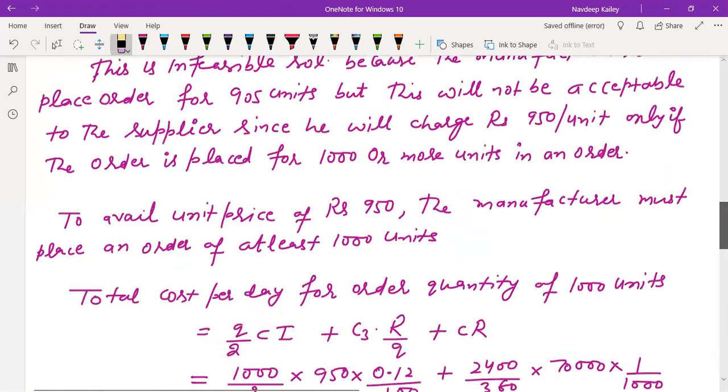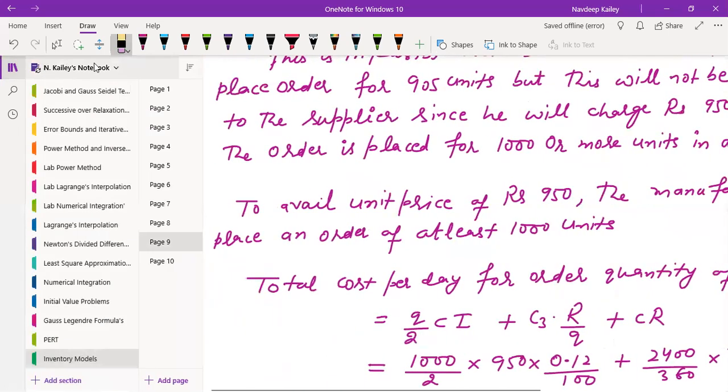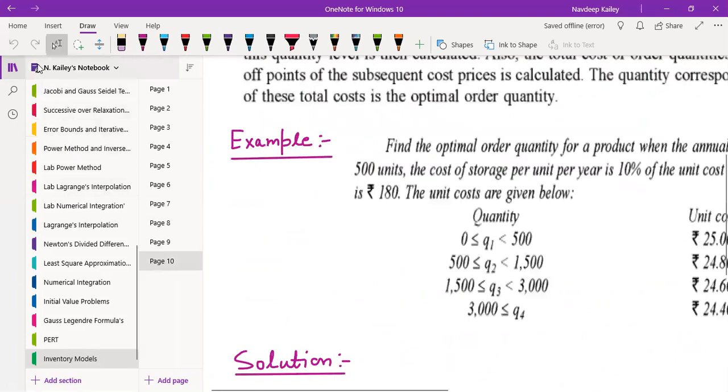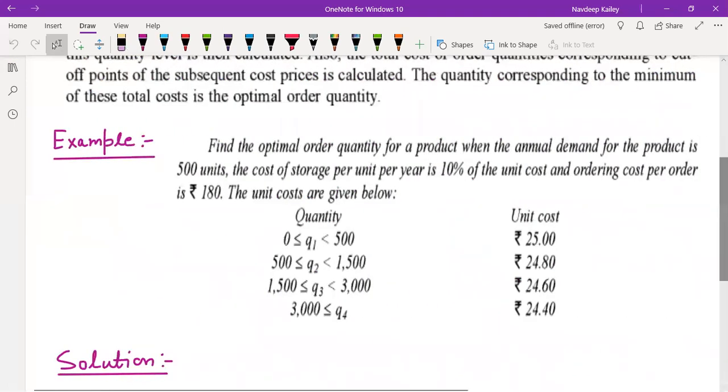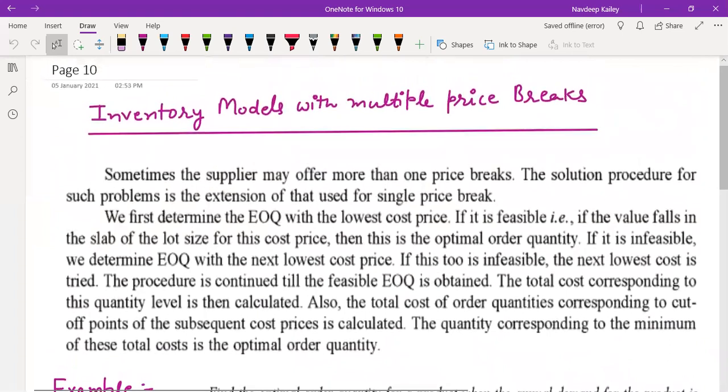Now I am going to discuss inventory models with multiple price breaks. Sometimes the supplier may offer more than one price break. The solution procedure for such a problem is the extension of that used for a single price break.